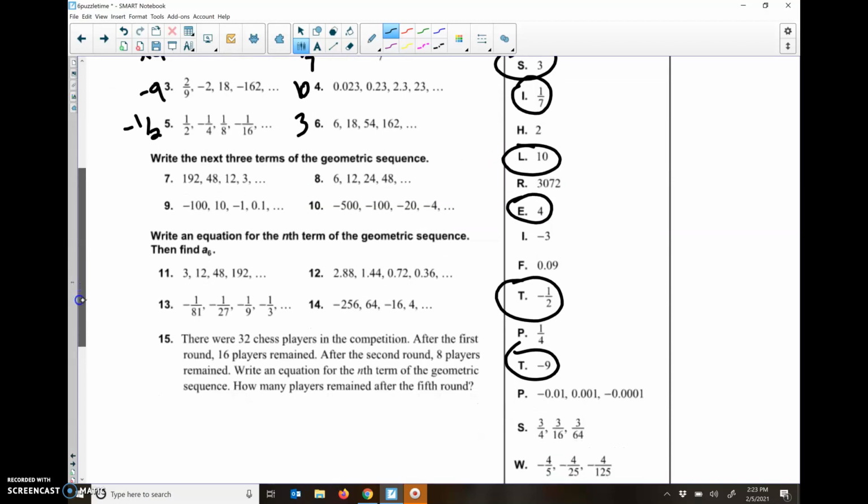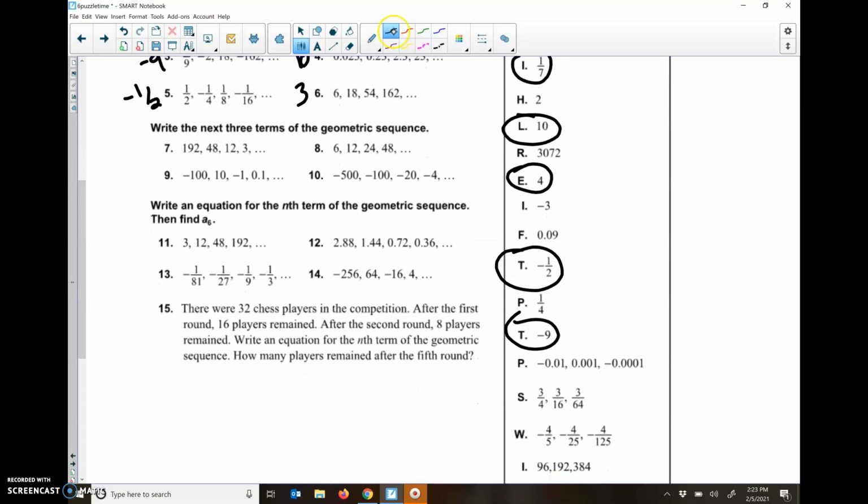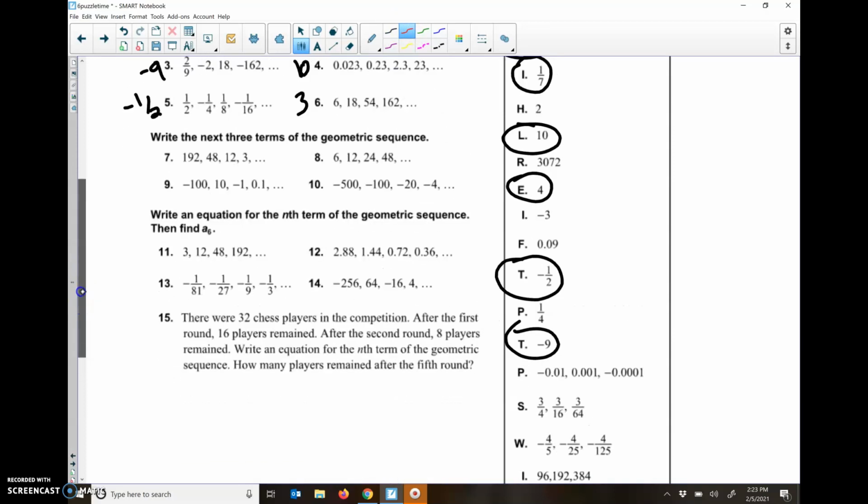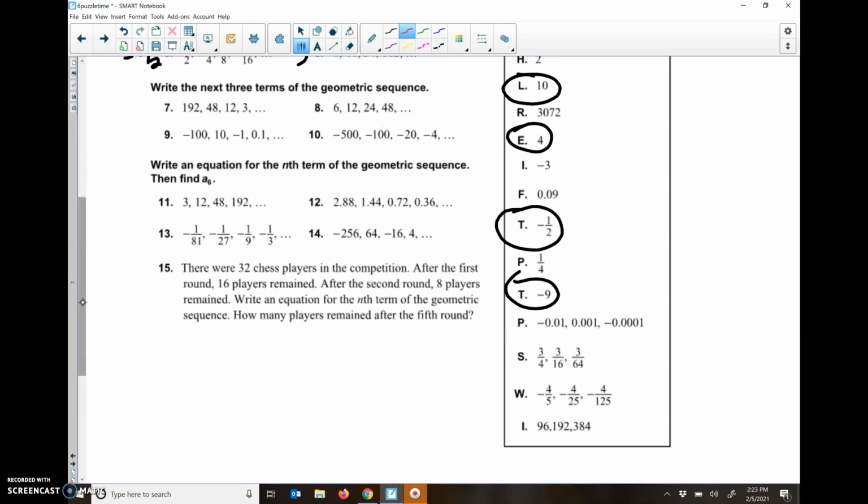Okay, this one wants us to give us the next 3 terms. So we're looking for one of these ones probably on the bottom that actually has 3 terms, not the ones on the top that don't have 3 terms. So it's either going to be P, S, W, or I there. So from 192 to 48 to 12 to 3, looks like we're dividing by 4. So 3 divided by 4 is 3/4. So I figured it out from the first one. So letter S there.